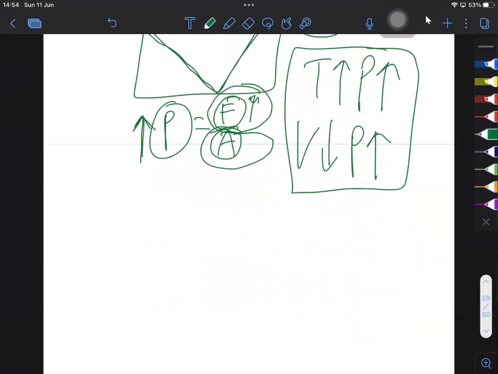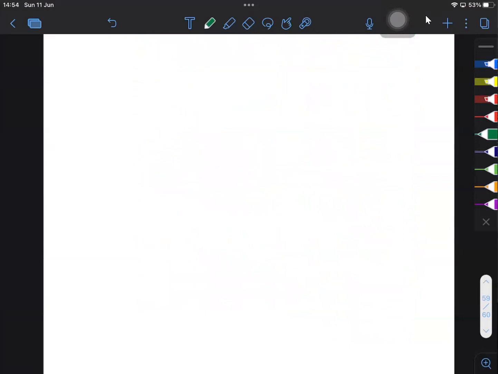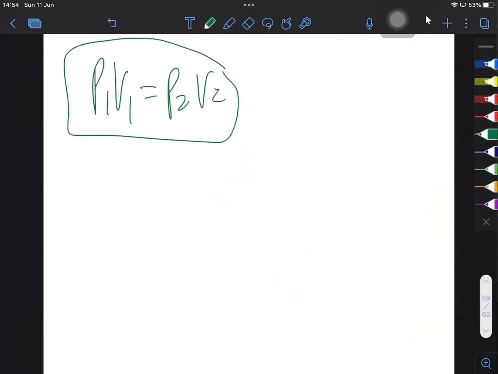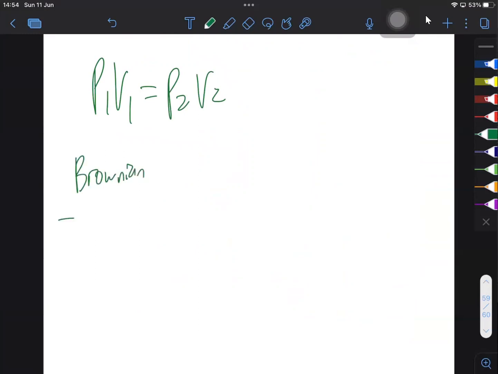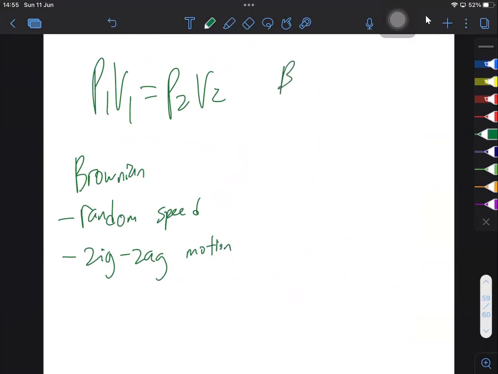And there's one more thing that you need to know. The pressure volume formula. What's the formula again? Boyle's law. Yeah, this is the only formula for this part here. Oh, and Brownian motion also, guys. What's the two keywords for Brownian motion? Random speeds and zigzag motion, guys.